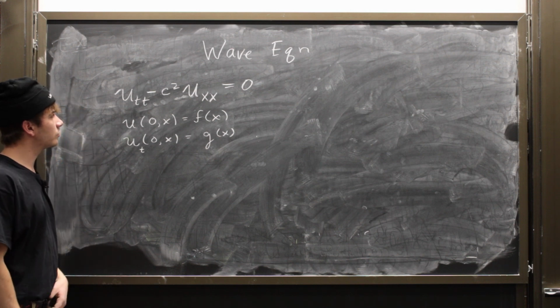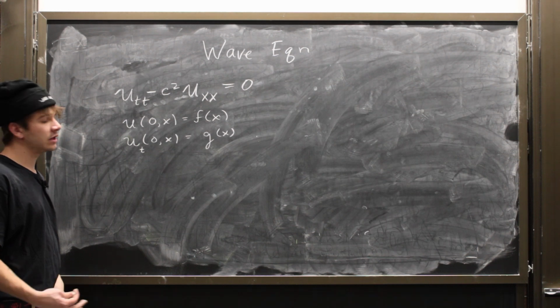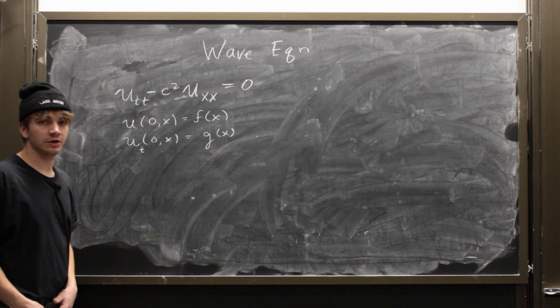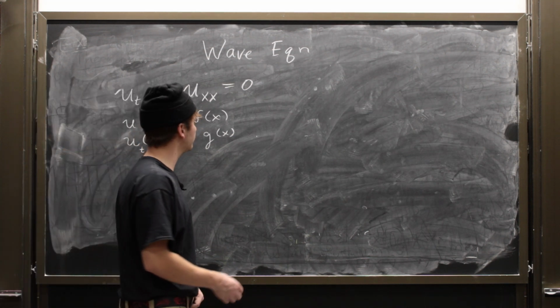Okay, we're looking at the wave equation. Many people try to solve this equation using separation of variables. We're going to do something else. We're going to derive D'Alembert's formula, okay?